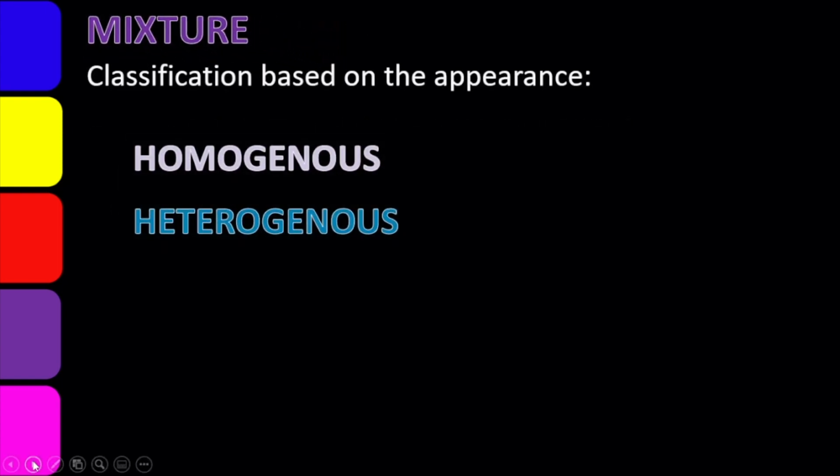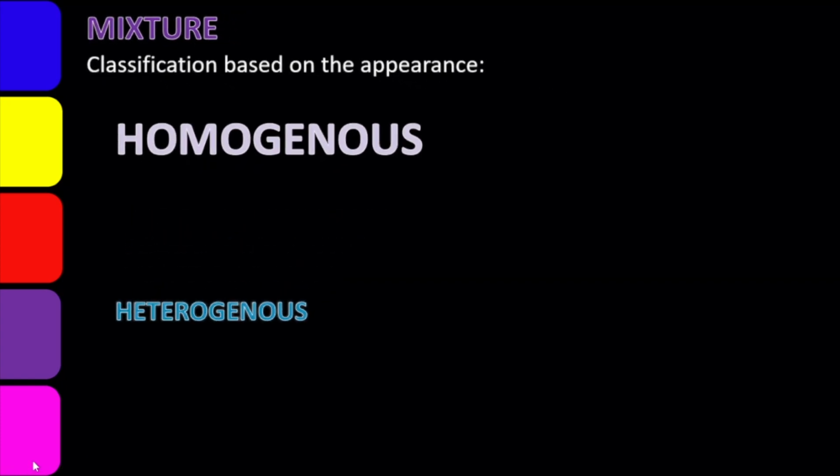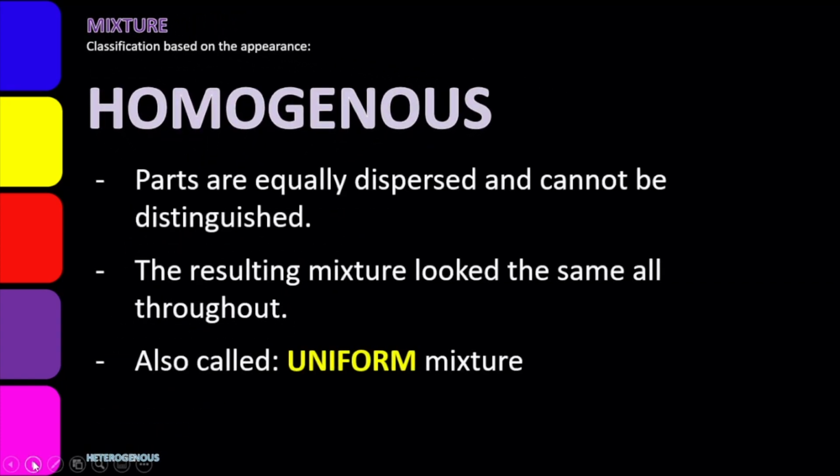So let's go ahead and talk about yung classification nga ng mixture. So the mixture is classified based on the appearance or yung itsura at meron tayong dalawang uri, which is the homogeneous mixture and the heterogeneous mixture. Doon sa homogeneous mixture, sabi dito, parts are equally dispersed and cannot be distinguished.